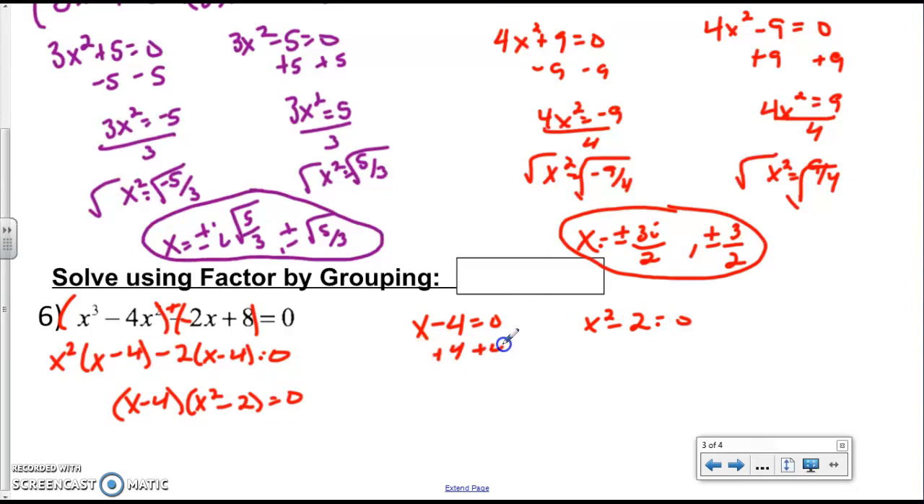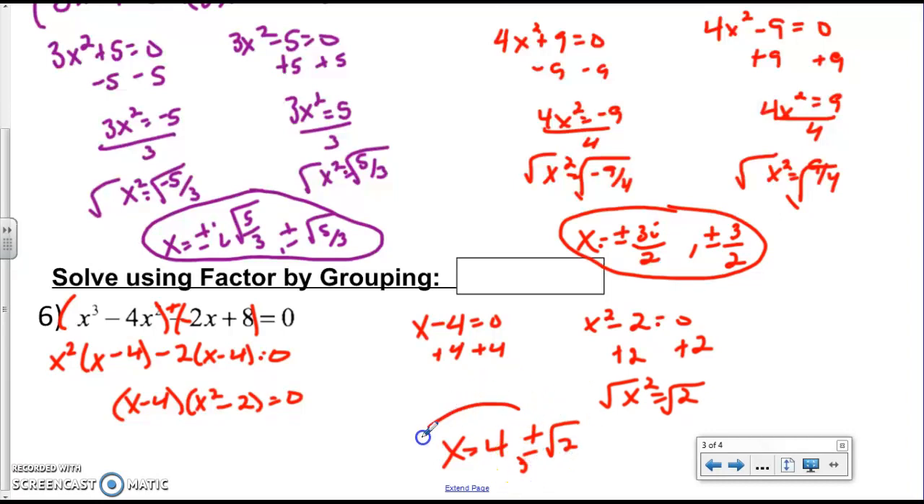So for the first one, I just have to add 4 to both sides. There's no x squared there, so I don't have to take the square root. Most common mistake is that students just get in the habit of doing that. Add 2 to both sides for the second one, and then take the square root. Can't break that down at all, so I have plus or minus square root of 2 for the second one.